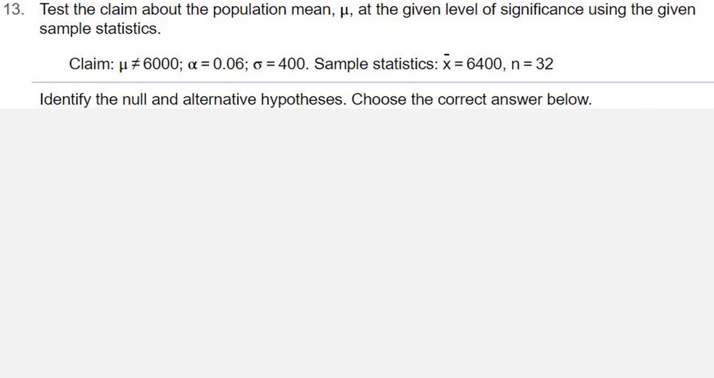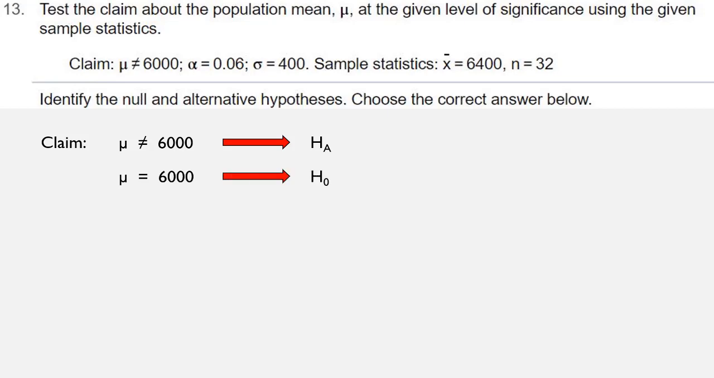The claim that we were given is mu not equal to 6,000. Because there's not an equality in that, it's strictly not equal to, that would be our HA. The complementary hypothesis would be mu equals 6,000, which would be H naught. Once we know our two hypotheses, we can determine our test type from HA. When HA has a not equal to sign, that means this is a two-tailed test.